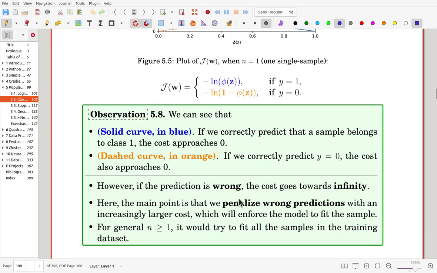Okay. So the main idea is, if it is wrong, then we penalize the wrong prediction, so that the algorithm enforces the model to fit the sample. For a general sample size, the algorithm is trying to fit all the samples in the training data set.